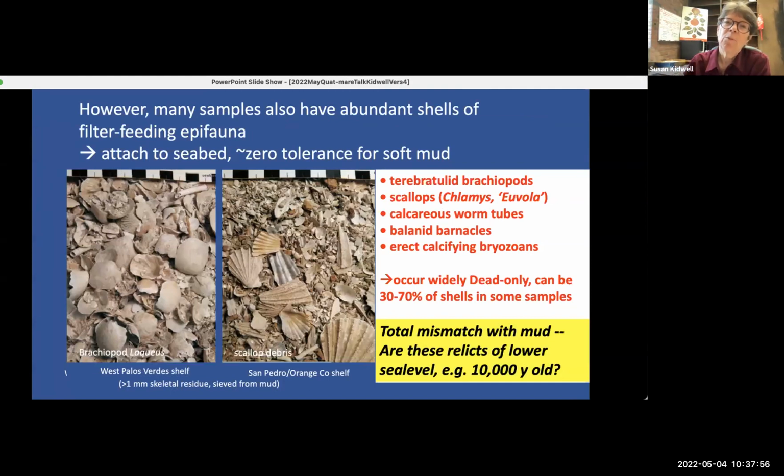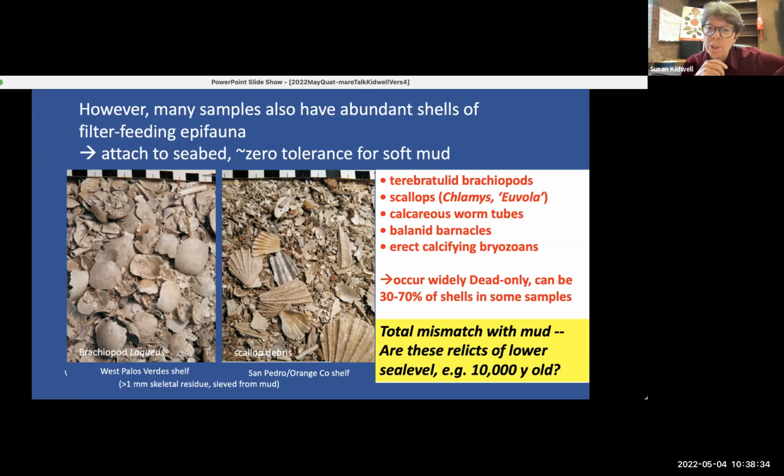But in many, many, many samples, we also have abundant shells of filter-feeding epifauna that have almost no tolerance for soft mud, because these filter feeders, many of them attach permanently to the seabed. For example, pterobrachioid brachiopods, the Paleozoic, two different genera of scallops, calcareous worm tubes, barnacles. Paul Taylor has documented 37 different species of calcifying erect bryozoans. And these occur widely, not just a couple samples, and they can be 30 to 70% of shells, as you see here.